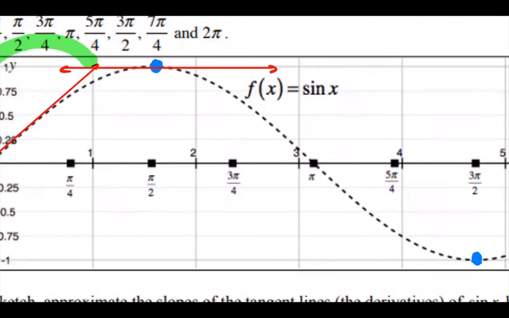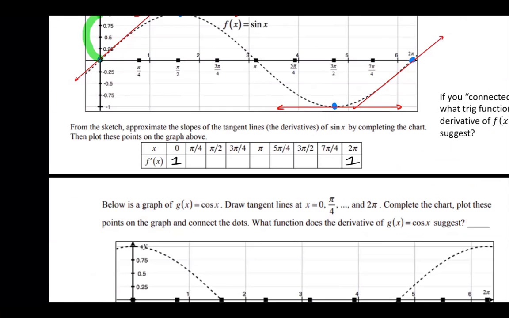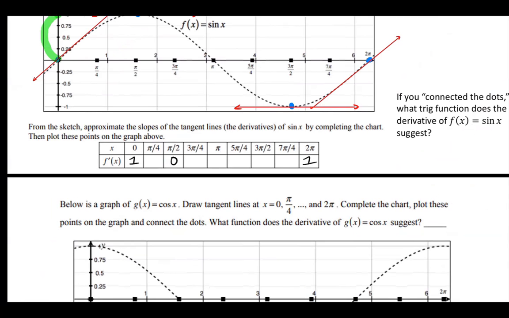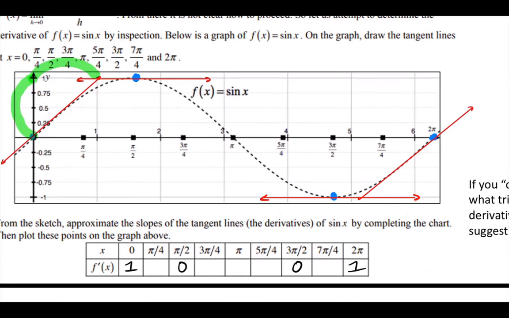Pi divided by 2. And 3 pi divided by 2. So at pi divided by 2, we have a 0. At 3 pi divided by 2, we also have a 0. Okay, so we're getting closer to filling it in.